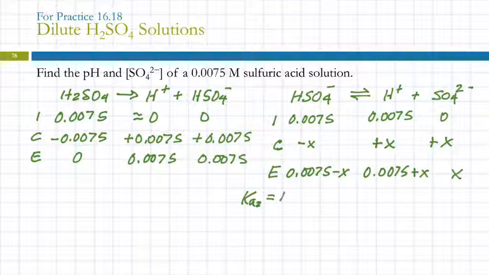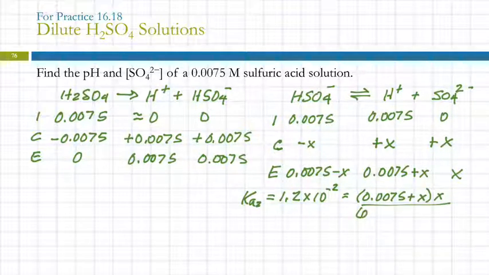Ka2 is 1.2 times 10 to the minus 2. And so we've got 0.0075 plus x times x divided by 0.0075 minus x. Solving, I'm getting 0.00385.